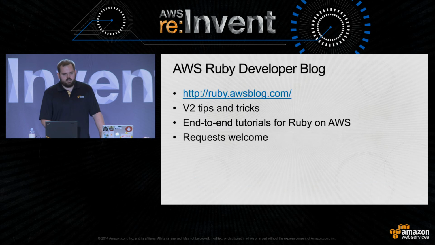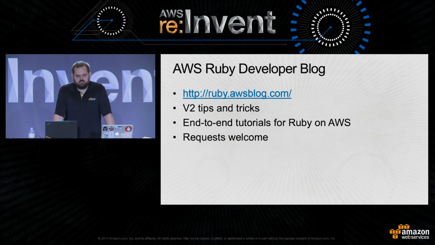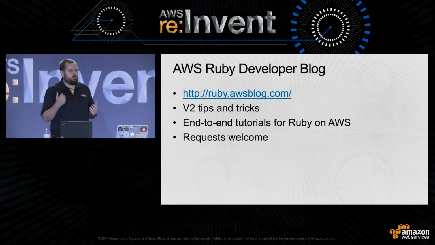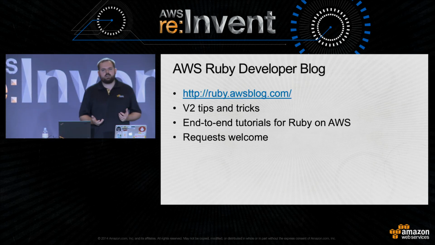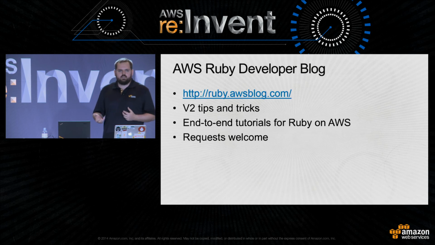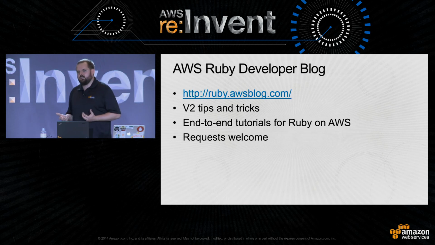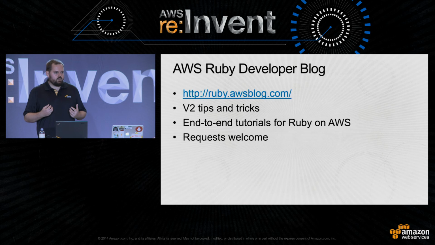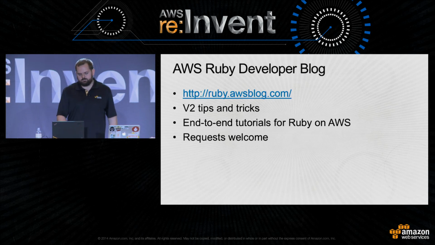We have a developer blog at ruby.awsblog.com, which includes tips, tricks, and the development history of V2. That end-to-end Rails tutorial we were talking about before. And we always welcome your requests. I've heard a lot of great feedback here at the conference about things such as explaining error handling, feedback that we want to take and contribute back to the blog.